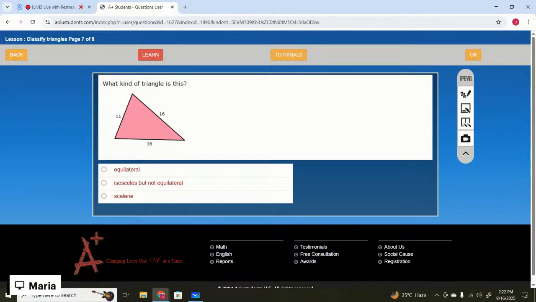What kind of triangle is this? Equilateral, isosceles, scalene, and which is the correct option? Isosceles but not equilateral, right?